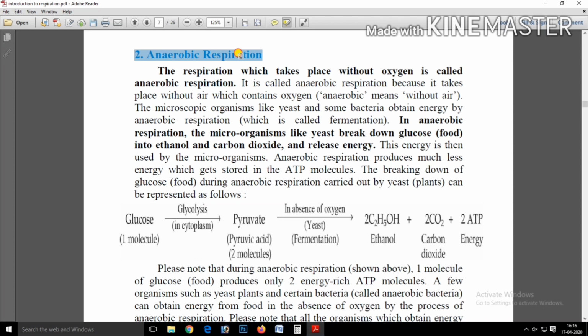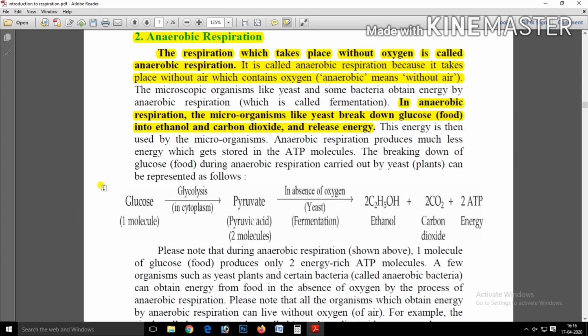And the second type of respiration is anaerobic respiration. The respiration which takes place without oxygen is called anaerobic respiration. That means in the absence of oxygen. Microorganisms like yeast perform this type of respiration. And in anaerobic respiration, much less energy is produced because oxygen is absent.